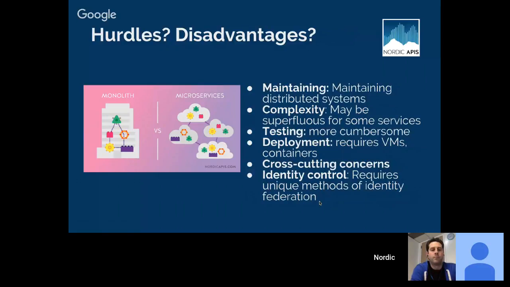But like with most disruptive technologies, there's usually some disadvantages and hurdles to adoption. There can be different issues when it comes to maintaining a microservices architecture and a distributed system. This sort of system may be too superfluous. The complexity might be too wide for what you're really intending. Testing might run into some cumbersome results. Deployment is usually unique. It will require some virtual machine and container orchestration. There's cross-cutting concerns, and controlling identity throughout these different microservices to heighten security will likely require some unique methods.